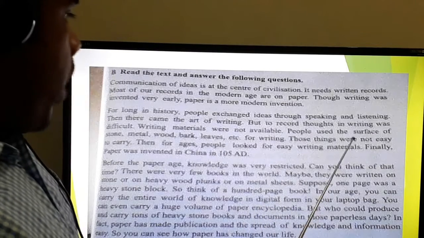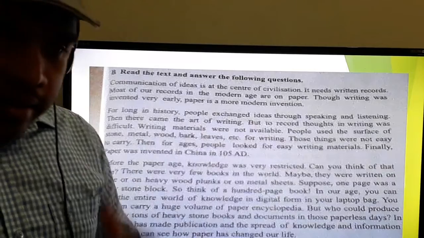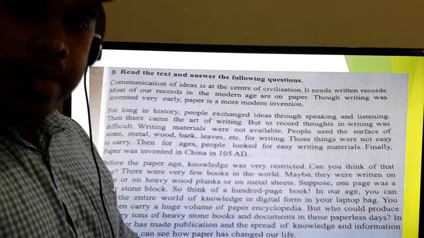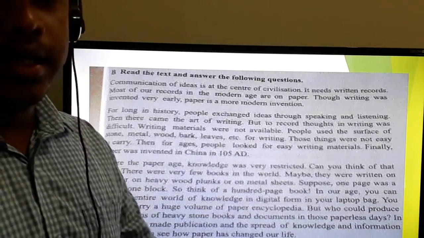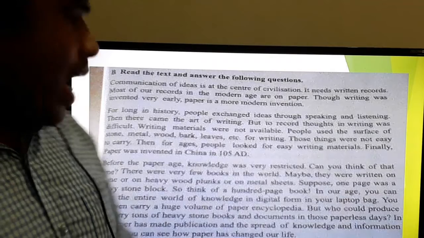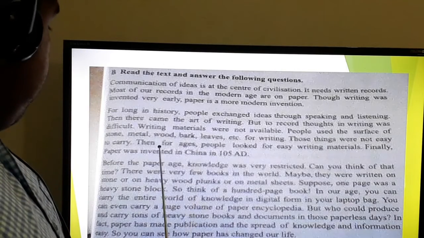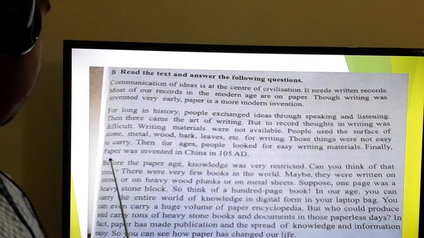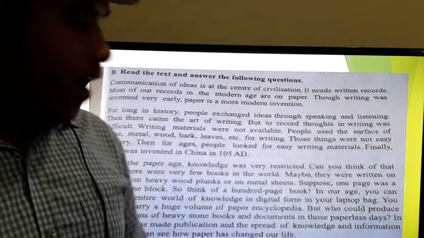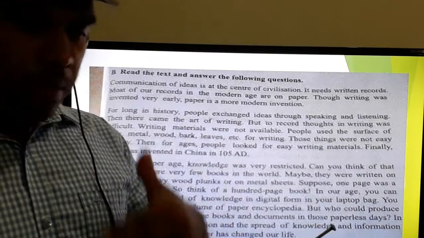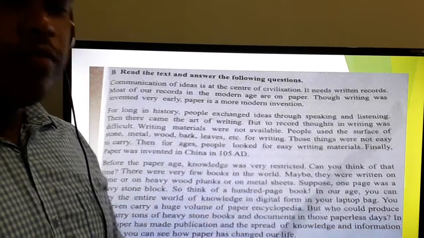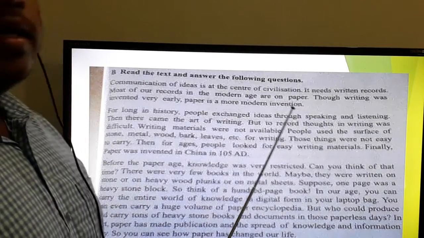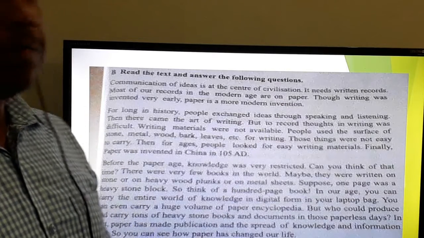Those things were not easy to carry, right? And then another problem arises: if you write something on a stone or leaves or bark, it was not easy to carry. You cannot take them from one place to another because it's heavy. For ages, people looked for easy writing materials. Finally, paper was invented in China in 105 AD. So, from time immemorial, people were looking for an easier form to keep their records, and finally paper was invented in China.